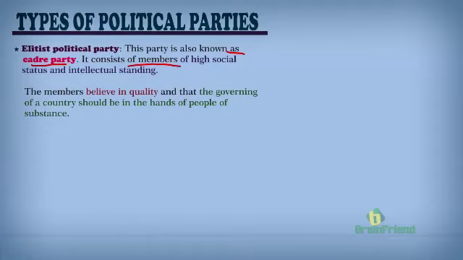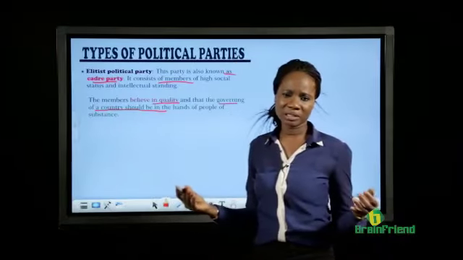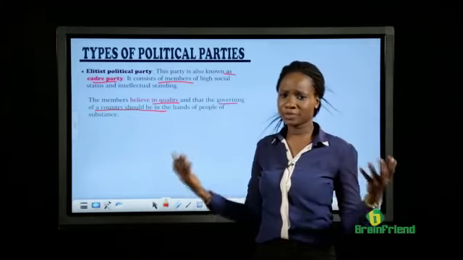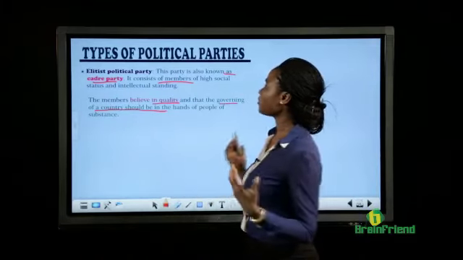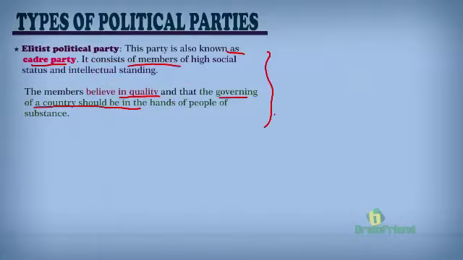Now they have a belief, and their belief is in quality and not quantity. They believe that the quality of a person should be able to attract people to vote for such parties and not the quantity of persons in that party. They also believe that the governing of a country should be in the hands of these kinds of persons, meaning men and women of substance. Those are the kind of people you find in this form of political party.